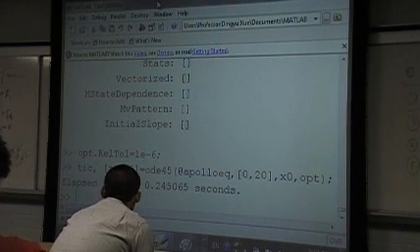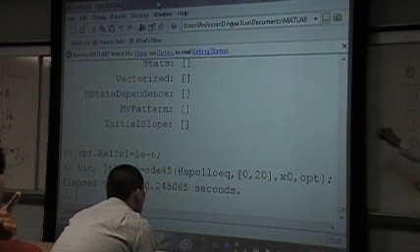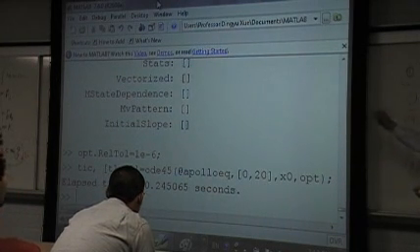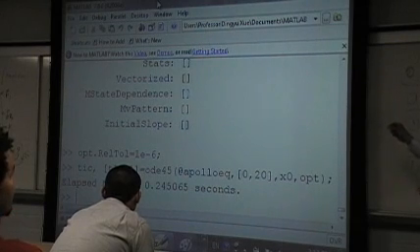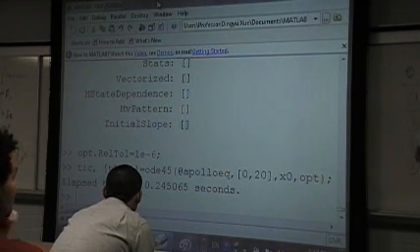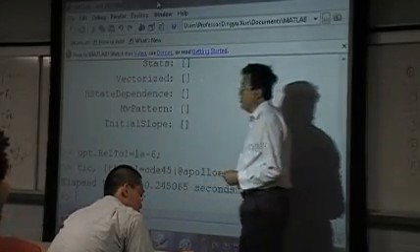We have decreased the error tolerance from 10 to the power of minus 3 to 10 to the power of minus 6. We decrease it by 1,000 times. But the calculation time required didn't increase much.